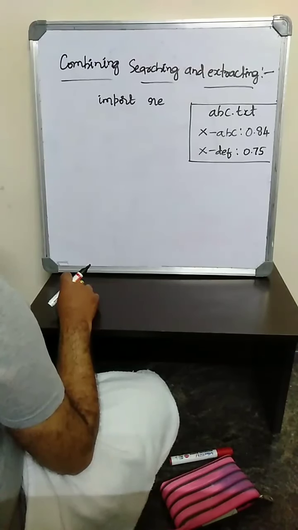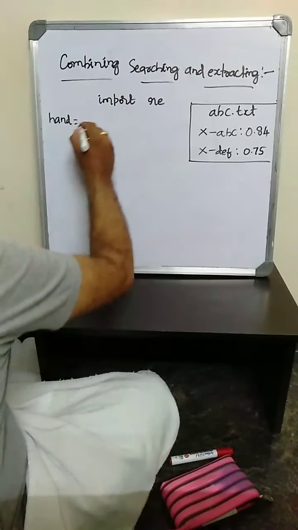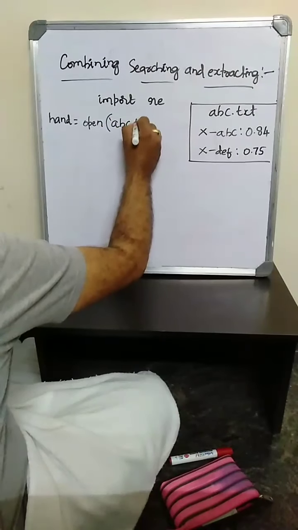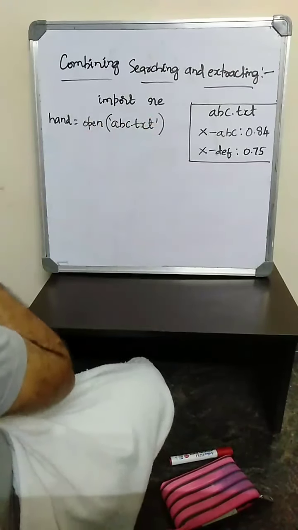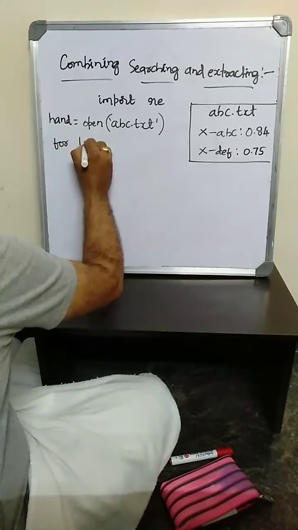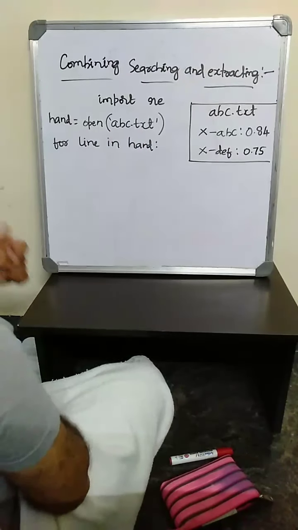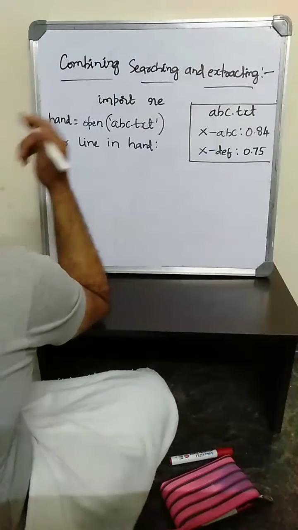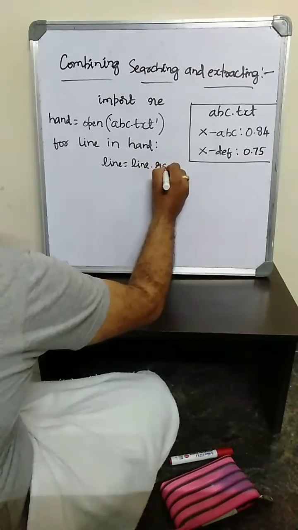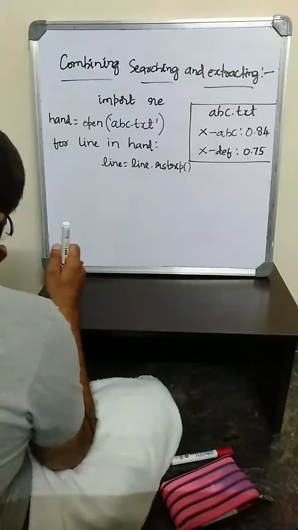Now what I am supposed to do here is I will say hand is equal to open of abc.txt within single quotes, simple one. After that I have to go on searching. So for line in hand, if there are any extra spaces, then I have to eliminate them. So I will say line is equal to line dot rstrip.